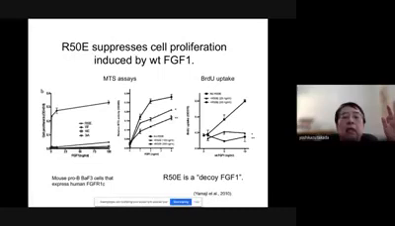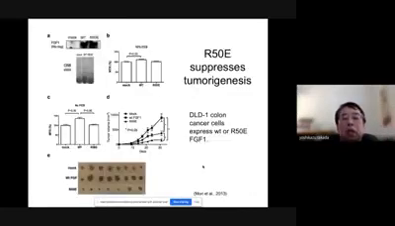And then this is an MTS assay, a kind of mitochondrial function proliferation assay. And then this is BrdU DNA synthesis. The same thing happened. This mutant can suppress DNA synthesis induced by wild type. The conclusion is this mutant is a dominant negative mutant, a decoy. Decoy means structurally very similar, but functionally defective. So this decoy may have potential use as a therapeutic.